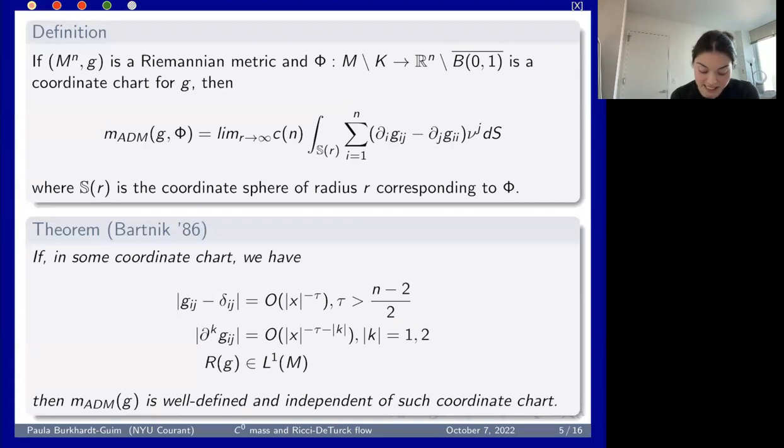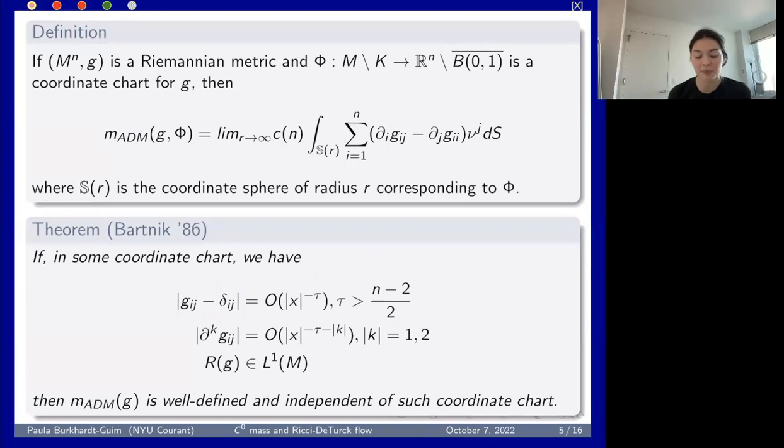So, Bartnik says that if in some coordinate chart, we have the following: the metric decays to Euclidean space like x to the minus tau, at this decay rate. And then also the first and second derivatives decay to 0 at this rate. And also if we know the scalar curvature is in L1, then this limit does in fact exist and it is independent of choice of coordinate chart satisfying these items.